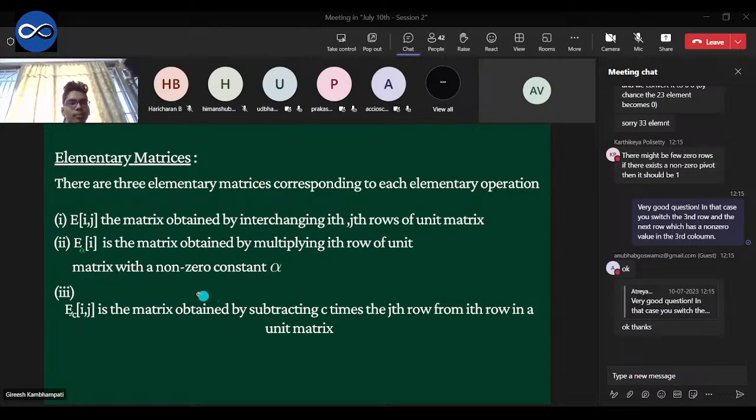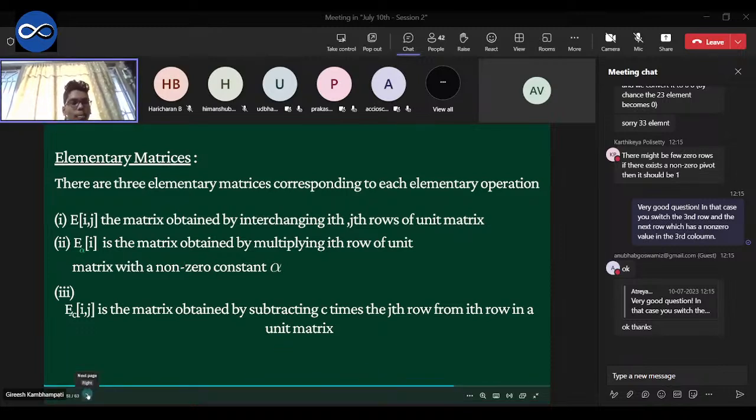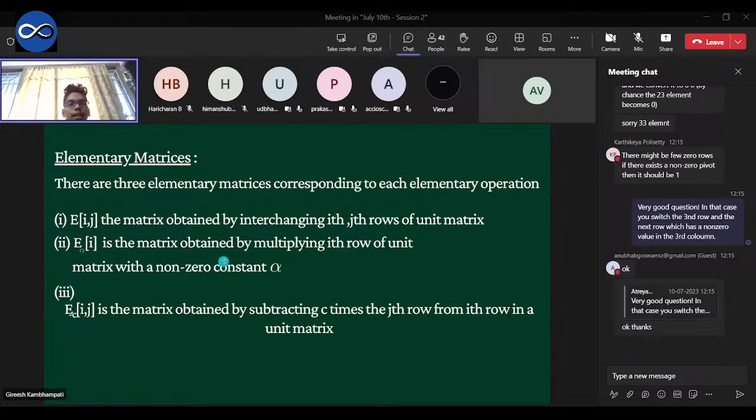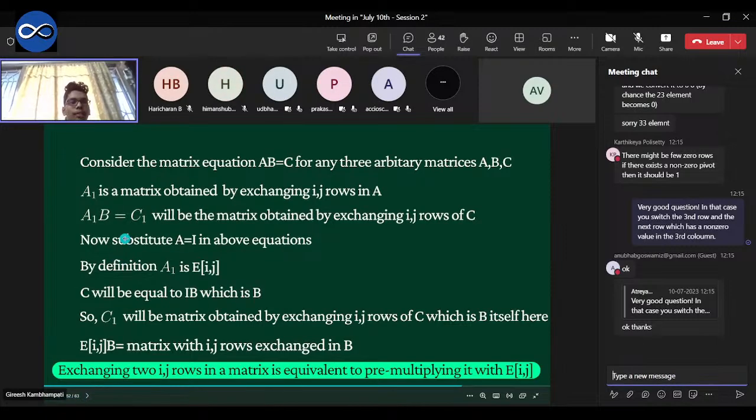Now elementary matrices: there are 3 elementary matrices corresponding to every elementary operation. What exactly elementary matrices are doing is converting that row operation into a matrix multiplication. Here Eij is the matrix obtained by, these are the definitions, interchanging the ith and jth rows of the unit matrix which is in the order of the given matrix. We will see an example.